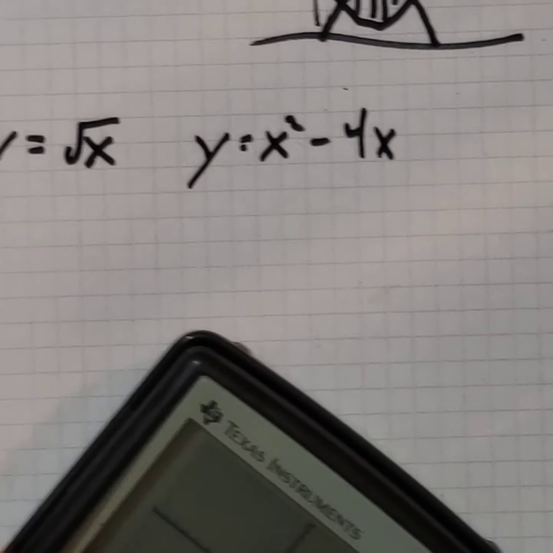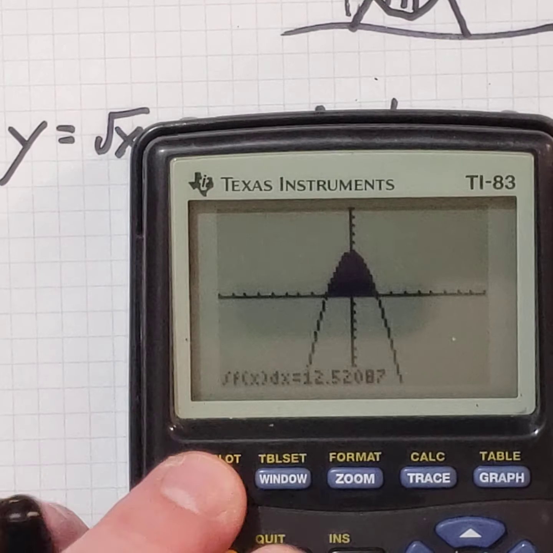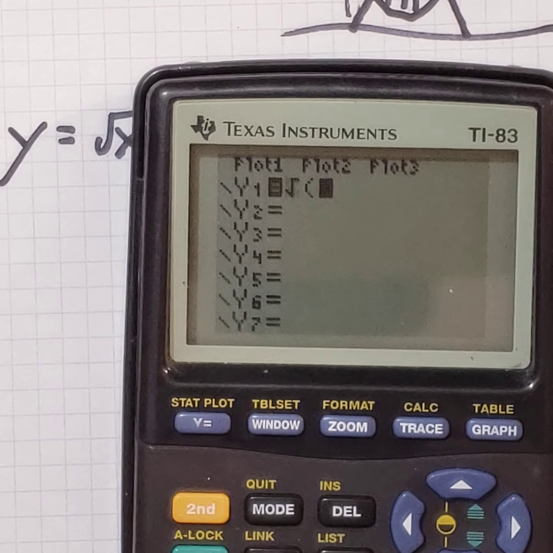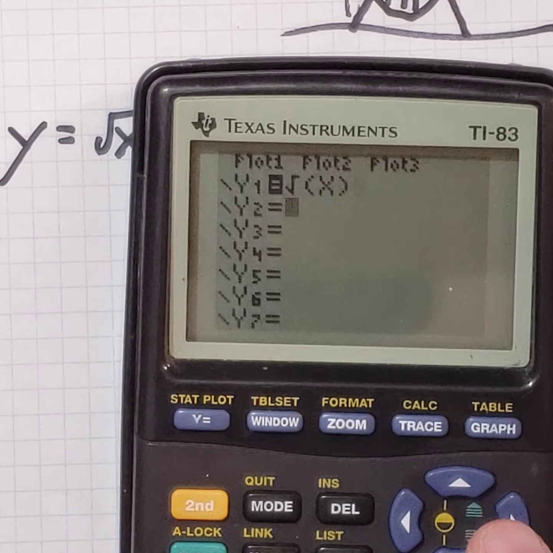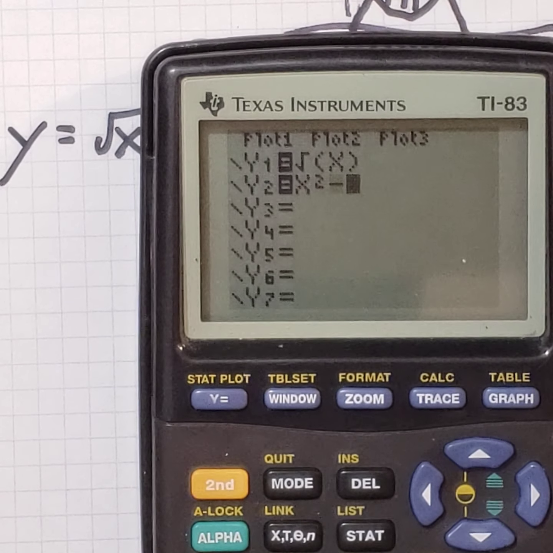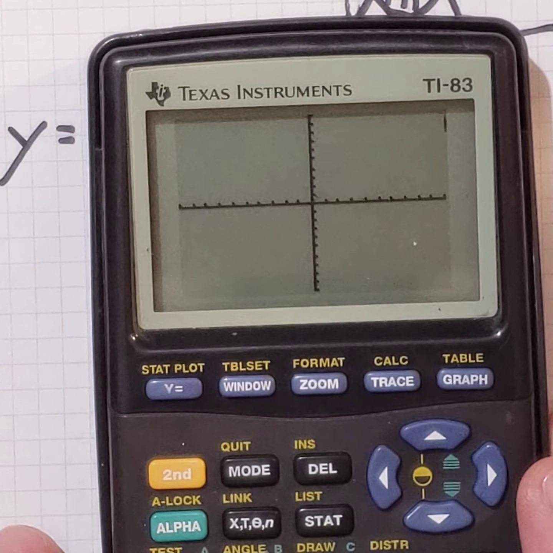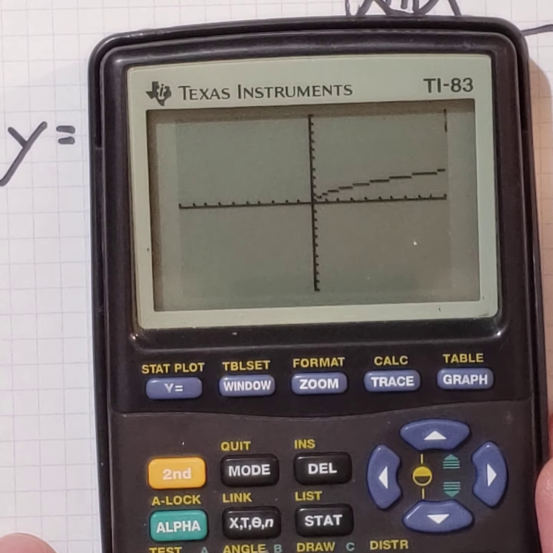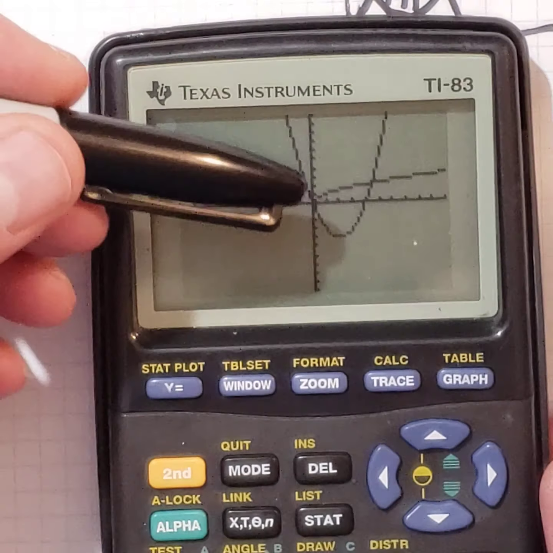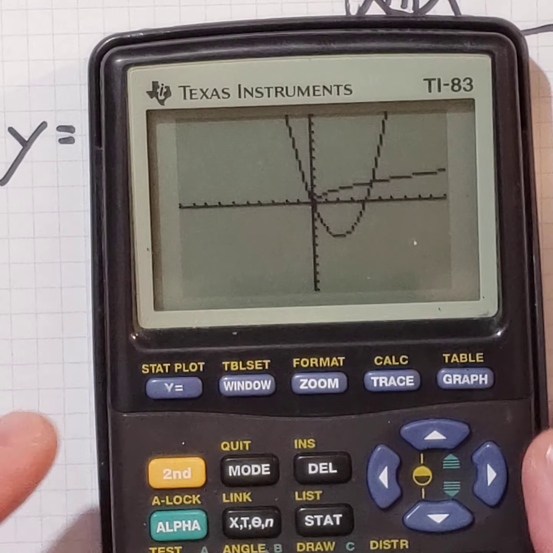Let's try one more. So y equals square root of x and x squared minus 4x. So let's look at the square root of x and then x squared minus 4x. We know what x squared looks like. X squared minus 4x will be a parabola. The point of intersection on the left is trivial. That's 0. The one on the right we don't know, though.